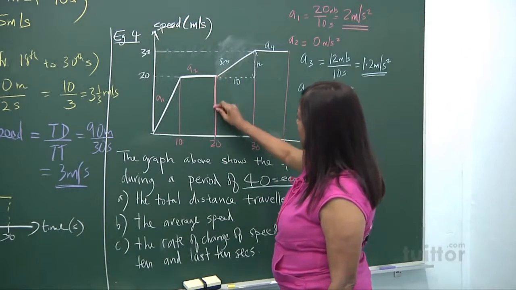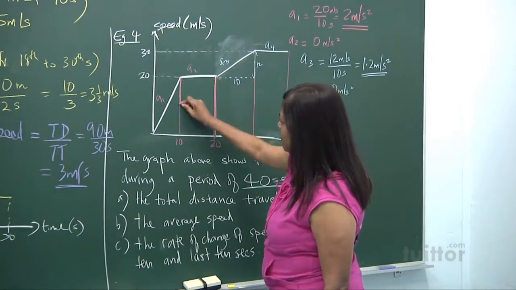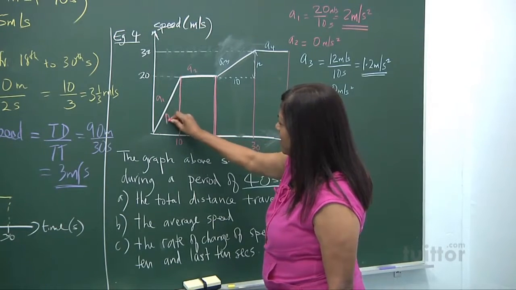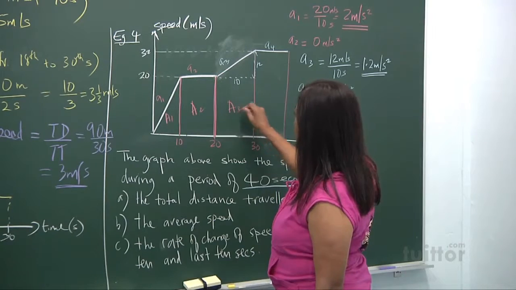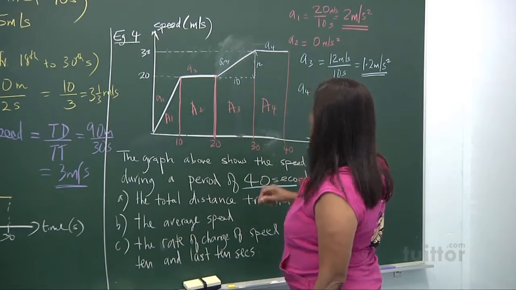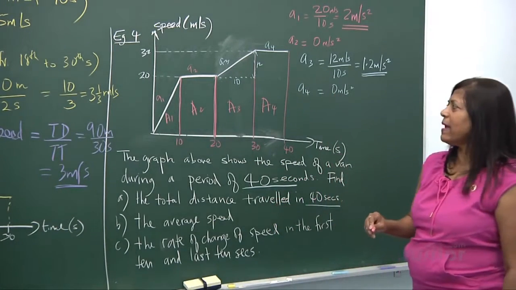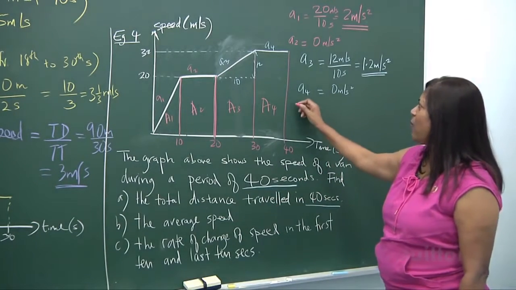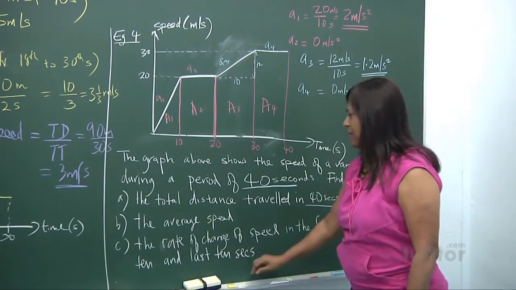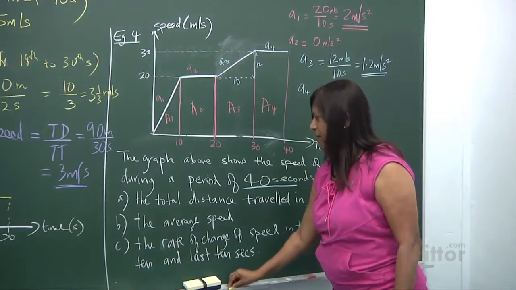So let's look at this as A1, A2, A3, A4. All right, what is the total distance traveled? What is A1 equal to? The distance under the graph.